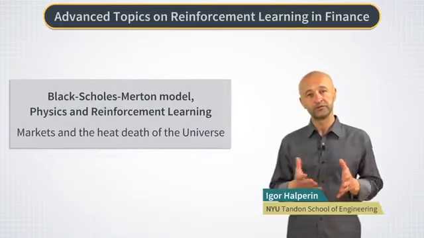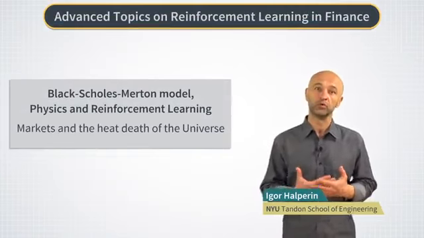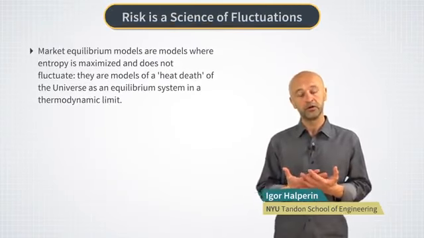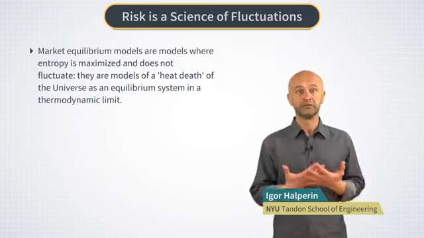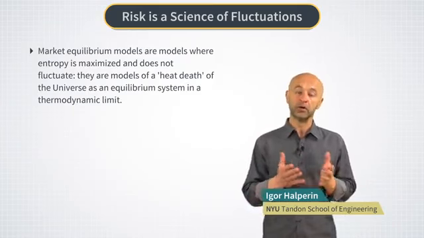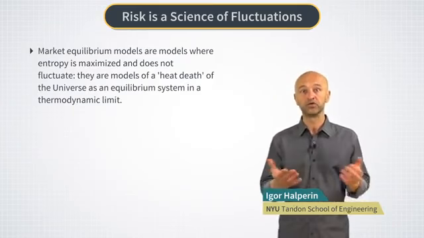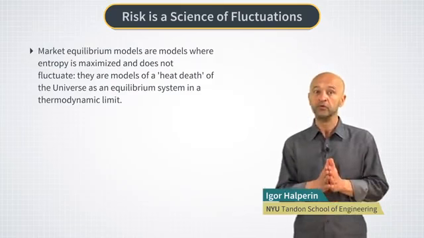Now, what it means is that competitive market equilibrium models in general, and the Black-Scholes model in particular, describe a state of thermodynamic equilibrium as a state in which the market is assumed to be. But this is a limit where entropy is already maximized and it doesn't fluctuate anymore. In physics, it's called thermodynamic death of the universe.